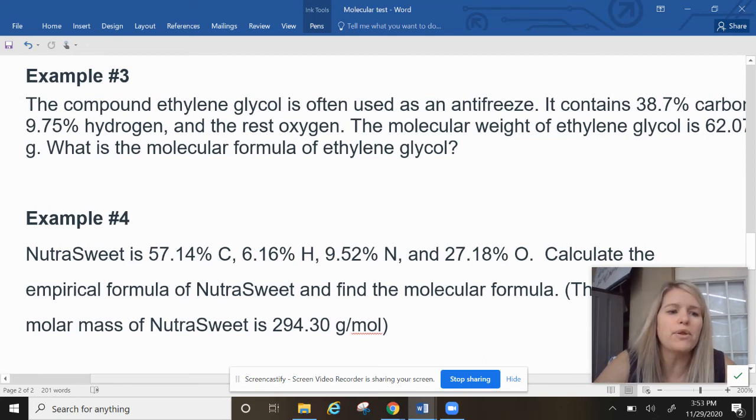Okay, example 3. The compound ethylene glycol is often used as antifreeze.